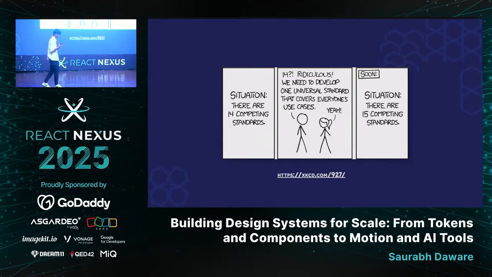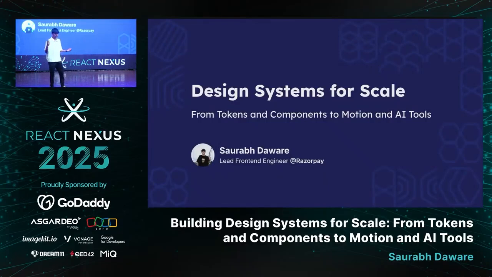And a design system is a standard, and there's this funny meme about standards where when you try to define a standard, it just ends up being the 15th standard. The talk is actually not about just design systems, but how do you make sure that our standard scales so well that it doesn't end up becoming a 15th standard among a lot of the standards. So yeah, that's what the workshop is, design systems for scale. We'll talk about tokens, components, we'll talk about motion, and we'll talk about some of the AI tools as well.